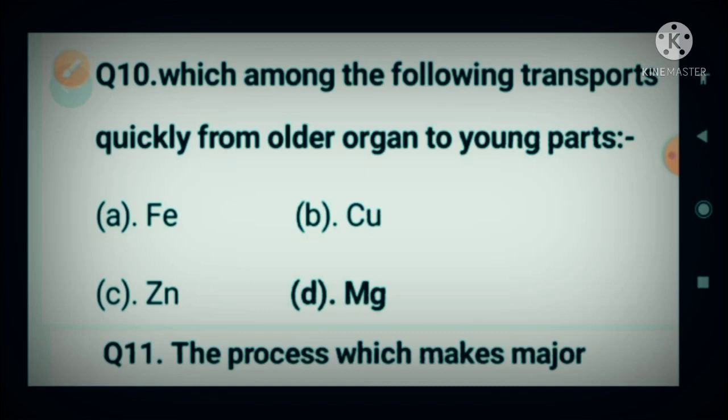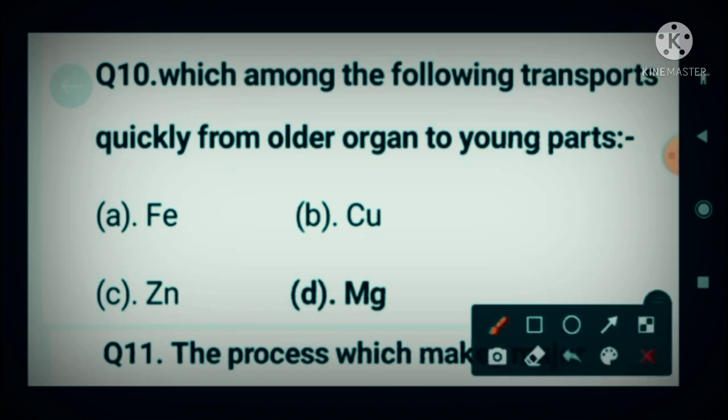Next question is: which among the following transports quickly from older organ to young parts? That means which among the following is a mobile element? That is magnesium.